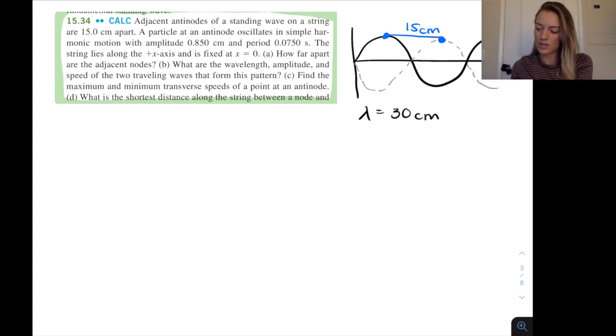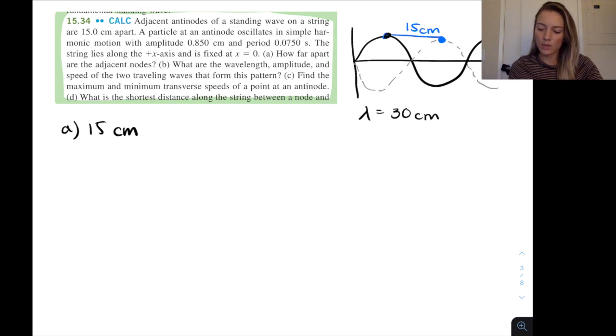So how far apart are the adjacent nodes? Well, the adjacent nodes are going to be just as far apart as the adjacent antinodes. So you can see your antinodes are separated by 15 centimeters, and your nodes are also going to be separated by 15 centimeters, by half a wavelength. And again, that's because our nodes and antinodes on a standing wave are every half wavelength. You have node, node, node, and every half wavelength you have antinode, antinode, antinode.